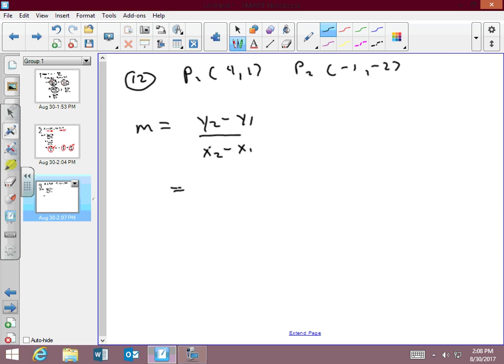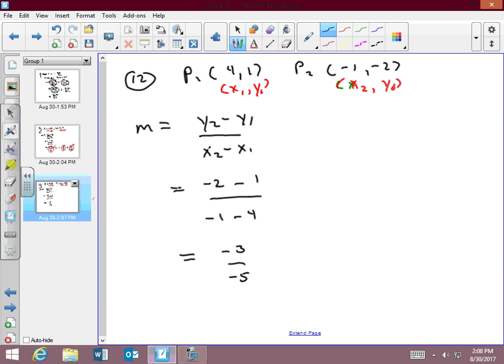And for y2, we're going to pick, notice it's minus 2. This is x2, y2, and this is x1, y1. And so you see I'm picking minus 2 for y2. y1 is going to be 1, so I'm subtracting the 1. x2 is a minus 1, and I'm subtracting 4. So the numerator is a minus 3, and the denominator is a minus 5.